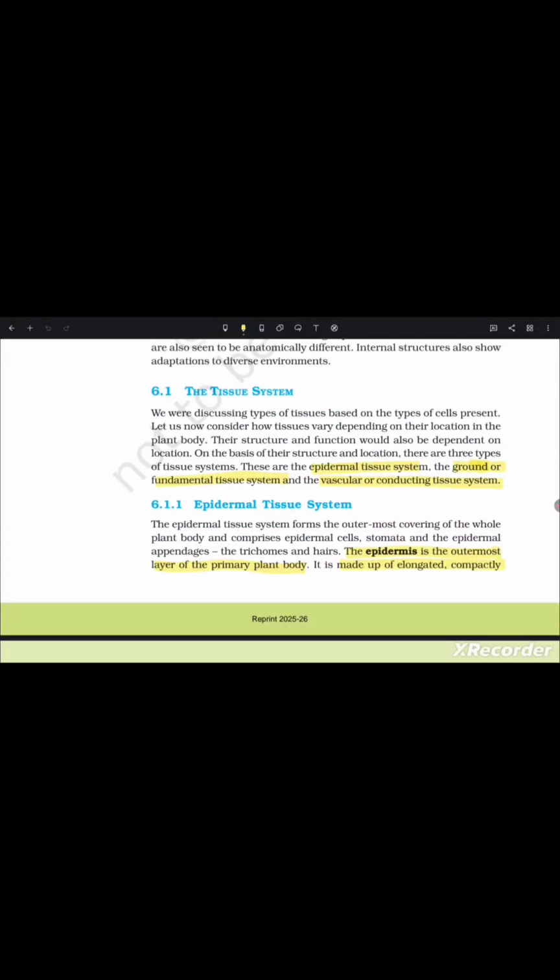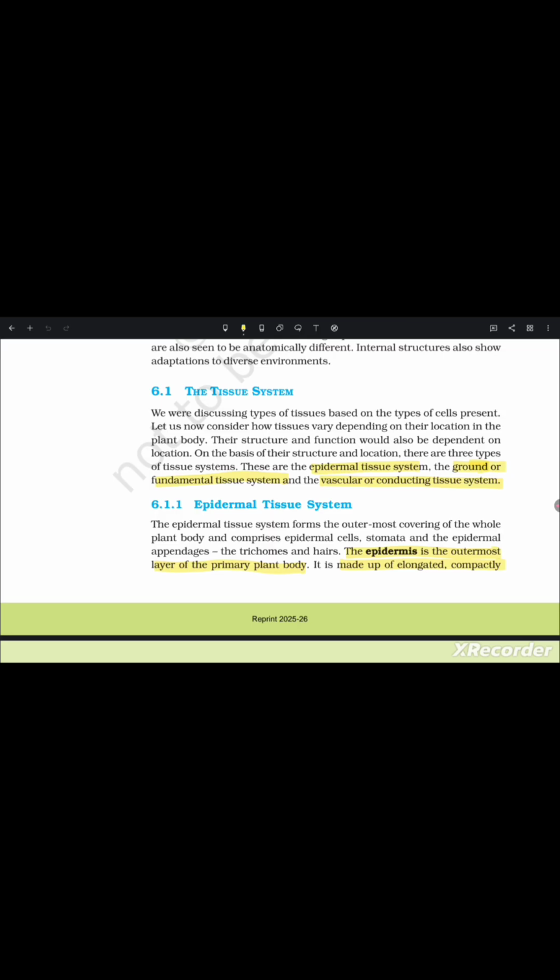The tissue system. We were discussing types of tissues based on the types of cells present. Let us now consider how tissues vary depending on their location in the plant body. Their structure and function will also be dependent on location. On the basis of their structure and location, there are three types of tissue systems. These are the epidermal tissue system, the ground or fundamental tissue system, and the vascular or conducting tissue system.